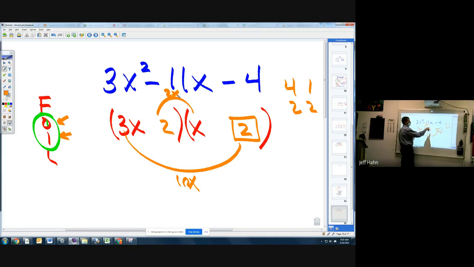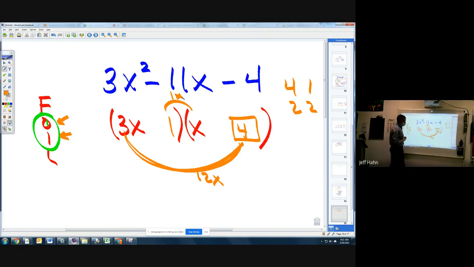So I'm going to have to switch around and I'm going to try a different factor. You know, this is more trial and error than anything. What if I put a 1 here and a 4 there? Well, 3 and 1 gives me a 3x, and a 4 and an x gives me a 4x. Can I get 11 with 4 and 3's? I can't. But I haven't tried this last combination, which would be to put a 4 here and a 1 there. 3 times 4 is 12x, and 1 times x is 1x. Can I get an 11 with a 12 and a 1?